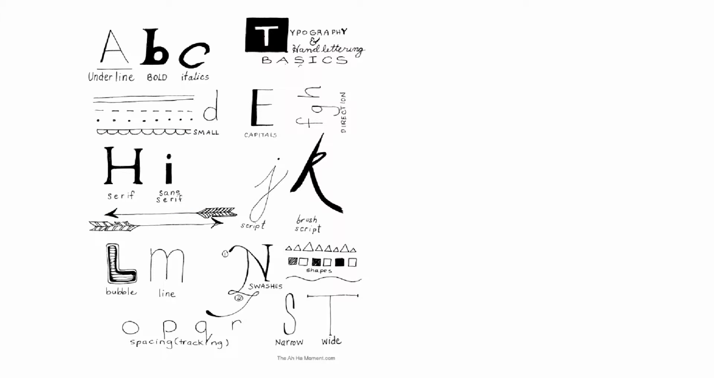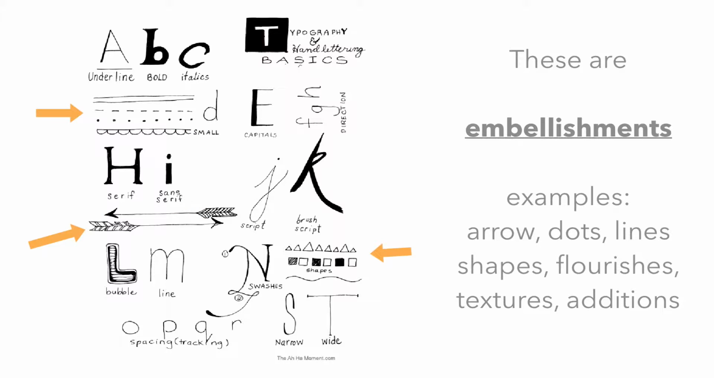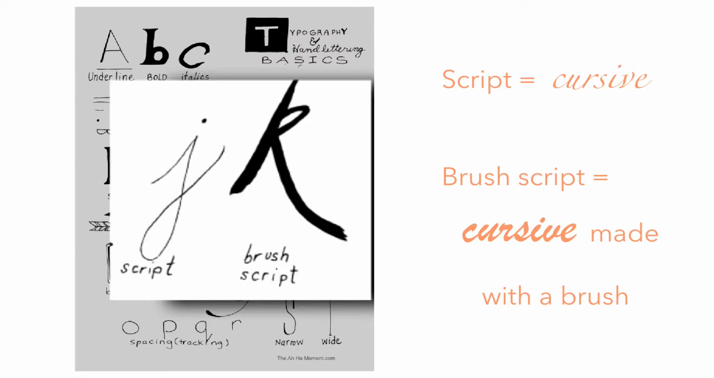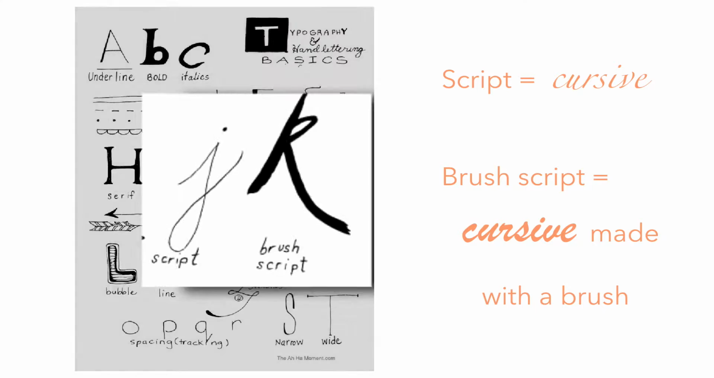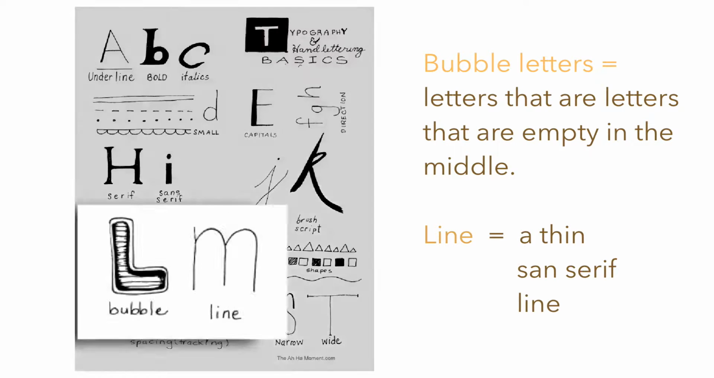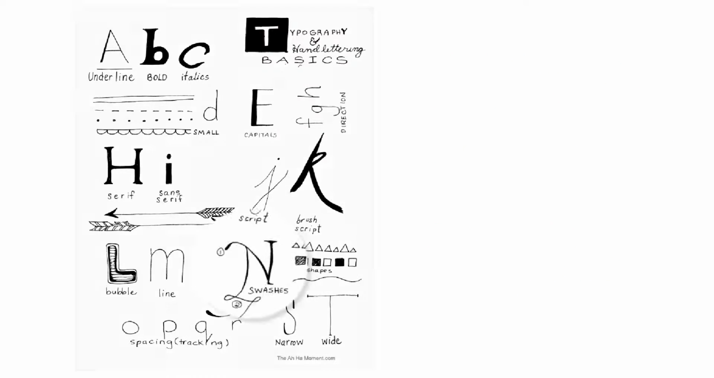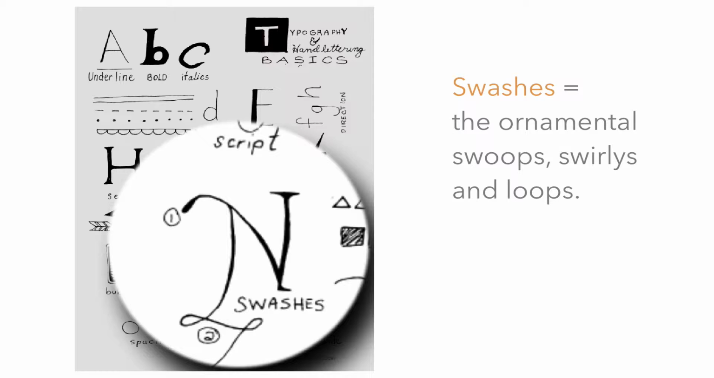These right here where the arrows are, these are embellishments like arrows, dots, lines, shapes, flourishes, textures. These will give you more personality and also structure. This is script. Script is cursive. Brush script is cursive made with a brush. These are bubble letters to the left. These are empty letters that you fill with different designs, and the M was a line. Now these are swashes. That's the ornamental swoops and swirlies that you would put on to make it look fancier.